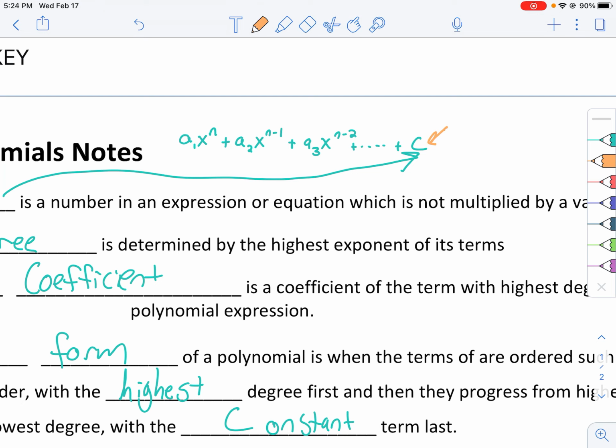We've already described the constant. This is the last term. The leading coefficient is this number that's on the largest exponent. So this is the leading coefficient. This n right here, this would be the highest degree, or just the degree of the polynomial. And then written like this would be decreasing order in size of exponent. This would be standard form.